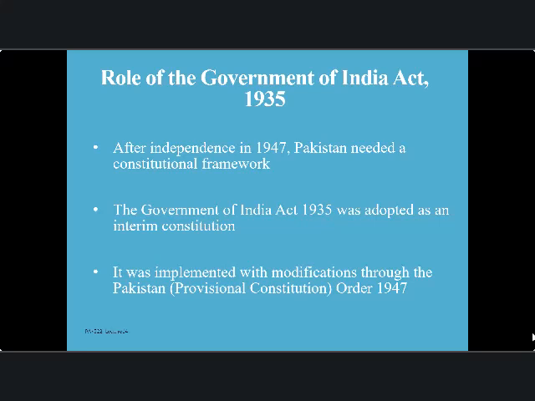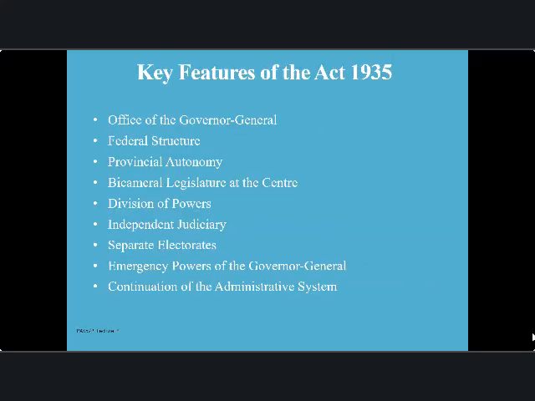So students, now we will discuss the key features of the Act of 1935. इसके हम निकात हम डिस्कस करेंगे. Office of the Governor General. After independence, the Governor General became the head of the state of Pakistan and exercised significant executive powers, including appointment of the Prime Minister and the ministers.